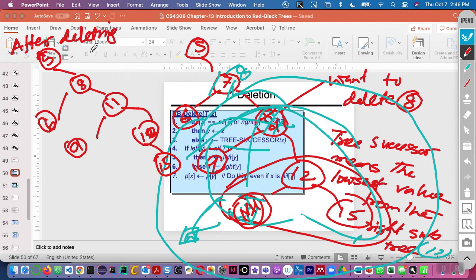Give me 1 second. After deleting 7. What is your question? What is your observation? Okay, so you said it's like a recursive process. So when is the base case? Like when do you stop the recursion? When it's a leaf? Whenever it reaches a leaf with nil value.